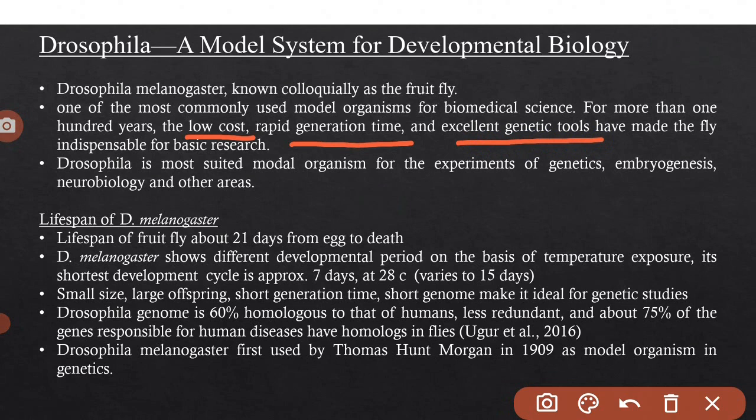Now we can discuss what the low cost is, and what the generation time is for Drosophila. And the research areas in which it is used as a model organism are genetics, embryogenesis, developmental biology, neurobiology, and some other areas, such as cancer.